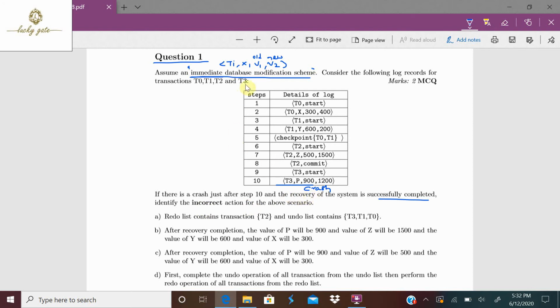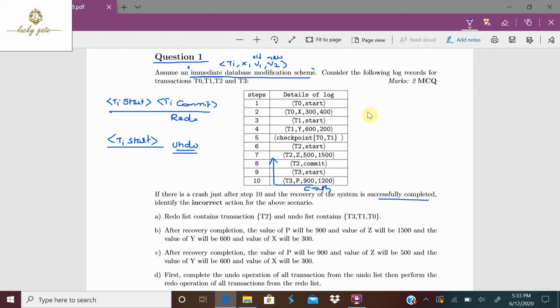In immediate database modification, recovery is done by scanning the log backwards. While scanning the log backwards, if the log contains a log record Ti start and Ti commit, it will perform the redo operation. If the log contains only Ti start but no Ti commit, it will perform the undo operation.